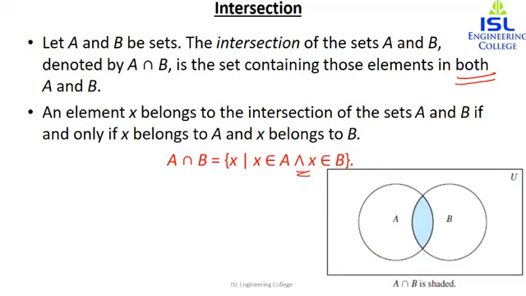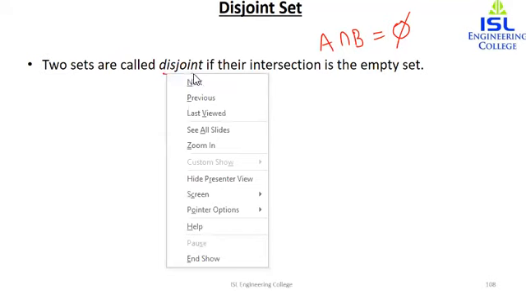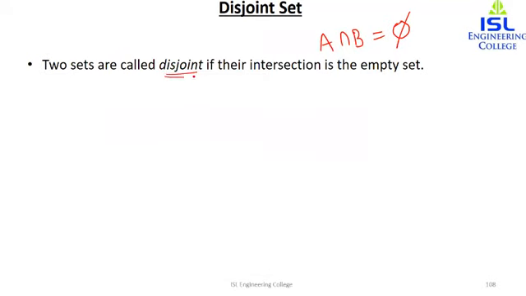Next we will study a topic related to intersection, which is disjoint. Now, two sets are called disjoint if their intersection is the empty set. So basically what we are saying here is A intersection B should be the empty set. If you remember, it was denoted by the symbol phi. Okay, so A intersection B should result in phi. Then that kind of set is known as a disjoint set. Okay, let's see an example for the same.